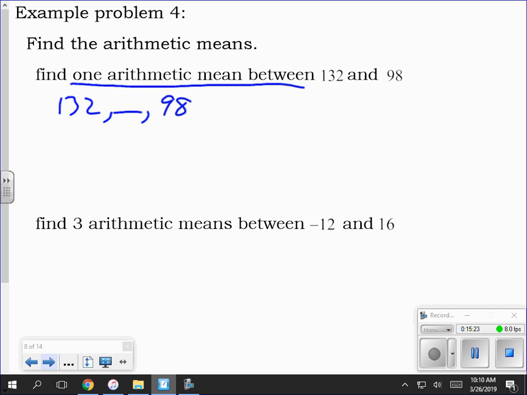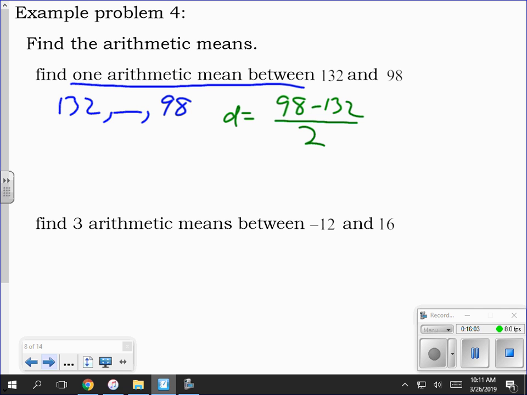My D is equal to, I take the last number that's given to me minus the first number given to me, 98 minus 132, and I divide that by however many jumps it takes me to get from 132 to 98. There's one blank, but to get to 98, how many times do I have to move over? Once, twice. So I divide by 2. Essentially, I take the number of blanks plus 1, and that's what I divide by.